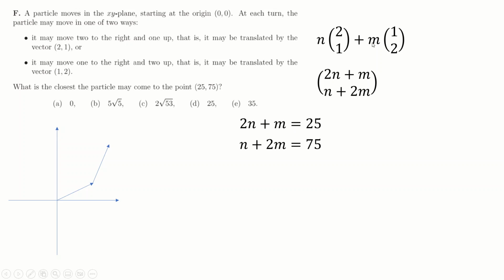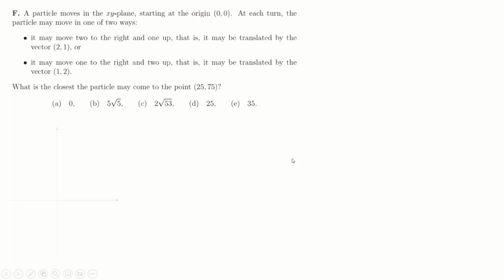And of course, we need m and n to be positive whole numbers here, because we're doing a positive number of those and a number of those. So do we get positive whole number solutions here? We'll double this one up to get 4m plus 2n equals 50, and then take away to get 3m cancels, is minus 25. And of course, n is neither positive nor integer here. So we definitely can't reach this point here by any combination with a positive integer number of movements, which is what we need. So that doesn't work. So let's rethink this again and draw it.